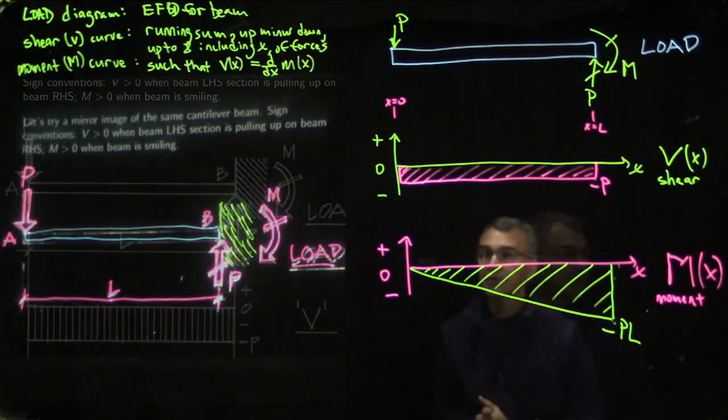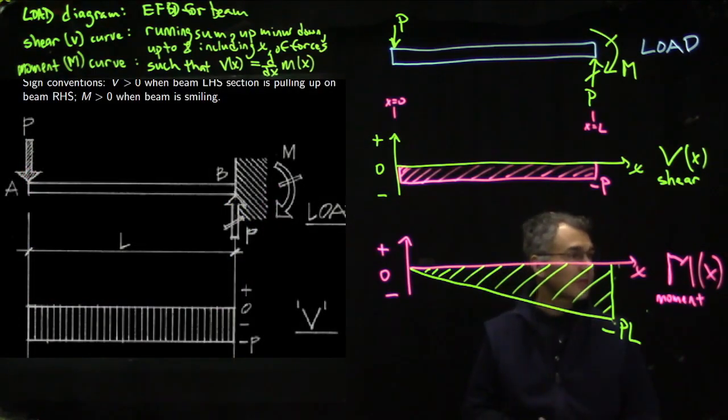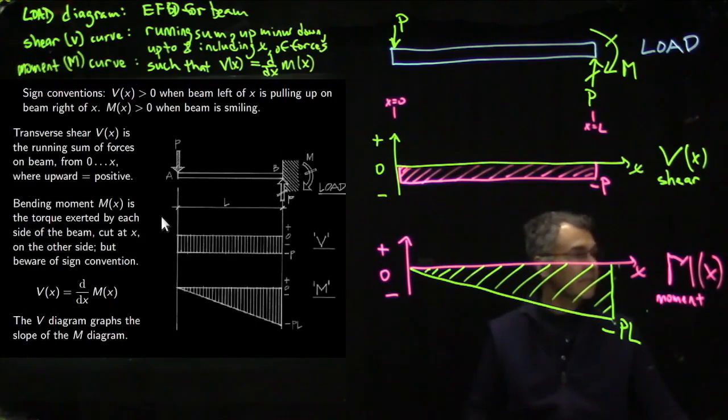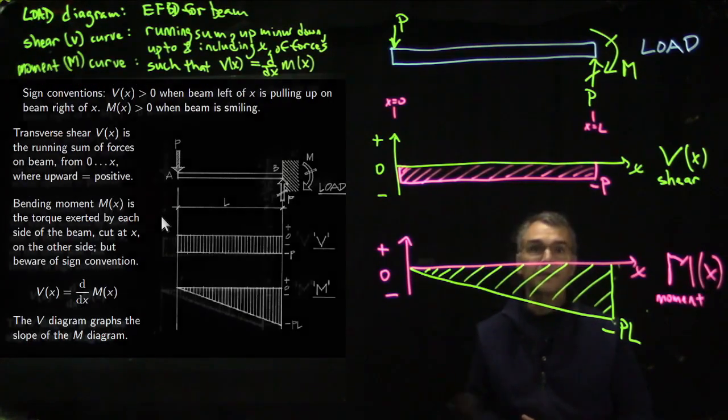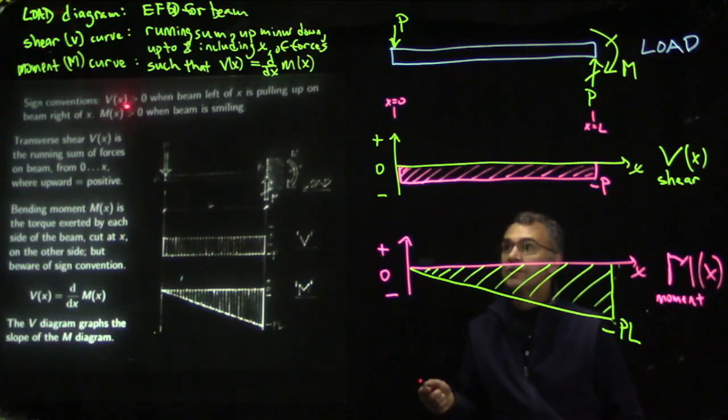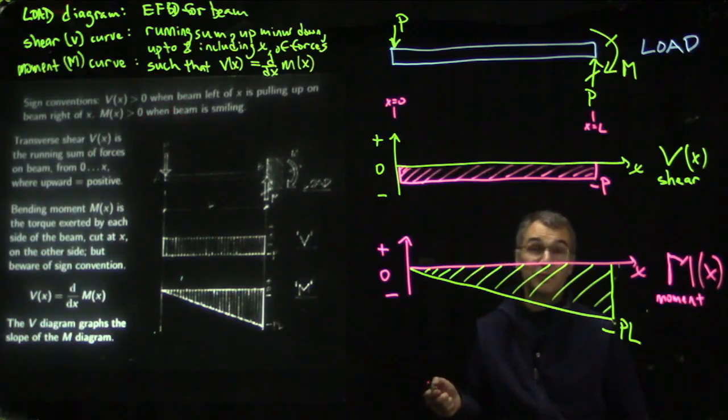Let's see whether that agrees with Onouye's solution. So their load diagram looks like ours, their shear diagram looks like ours, and their moment diagram also looks like ours. So it seems like we got the right diagram. So remember, the sign convention is v of x. The shear diagram is positive when the beam to the left of x is pulling up on the beam to the right of x. I find the way I wrote it up above easier to remember. And then m of x is positive, the moment is positive when the beam is smiling. A positive moment makes the beam smile.